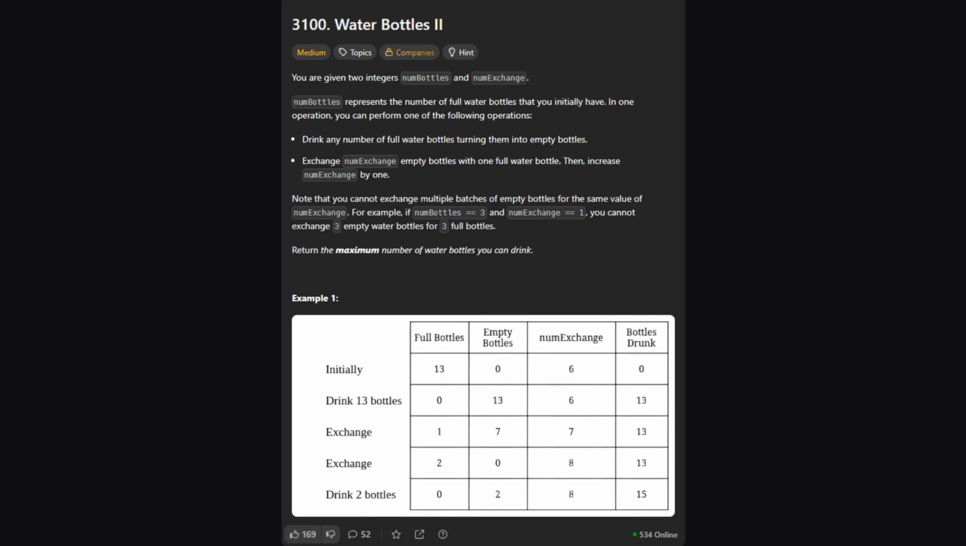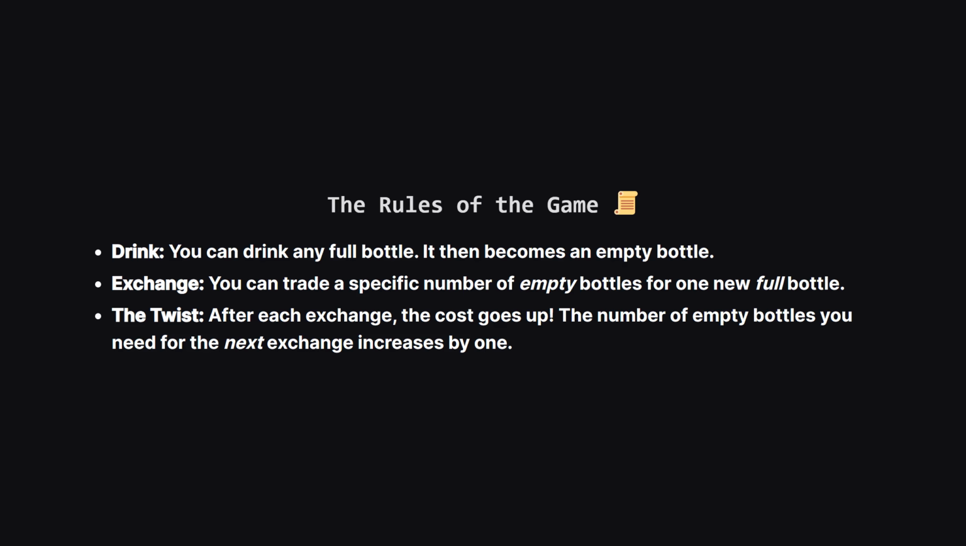Okay, so here's the setup. We start with a certain number of full water bottles, let's call that numBottles. We also have an exchange rate, numExchange. The game is simple. We want to drink as many bottles as possible. So we have two main actions. First, we drink a bottle, which adds to our total and gives us an empty bottle. Second, we can exchange a pile of empty bottles for a new full one. But here's the catch. Every time we make an exchange, the price for the next one goes up by 1.